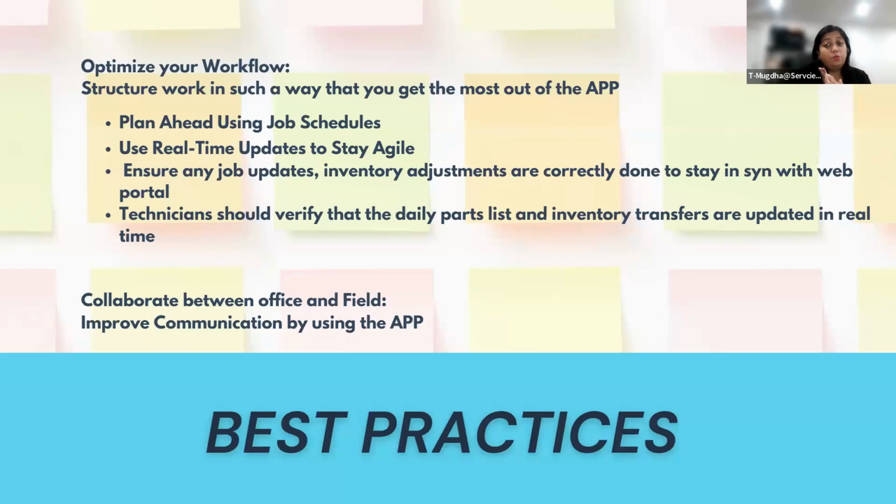So always for best practices, make sure you plan ahead of time. You're working in an agile mode. Make sure you update everything that you do in the app, may that be the disposition status or your inventory that you picked, the disposition of your parts. Make sure that you're marking that correctly. Verify your daily parts list before you get out of the door, just to make sure that you've picked up all you need.